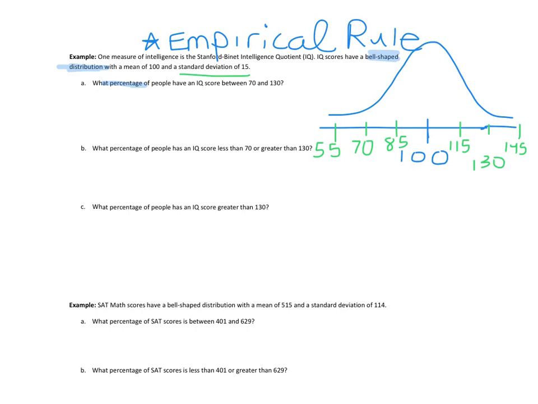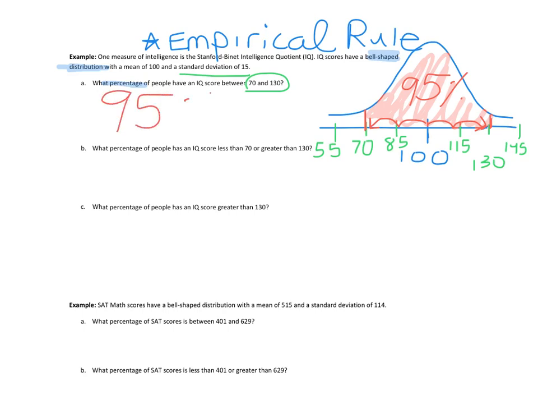They want to know the percentage of people who have an IQ score between 70 and 130. All right, well, here's 70, and there's 130. And let's see, we have 1, 2 standard deviations down, 1, 2 standard deviations up. Well, according to our empirical rule, what percentage of data lies within 2 standard deviations from the mean? The empirical rule says 95%. So that's your answer. 95% of people have an IQ score between 70 and 130.